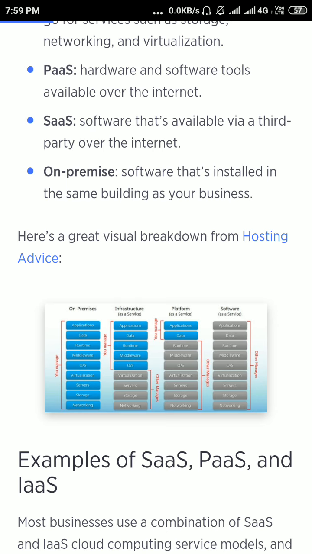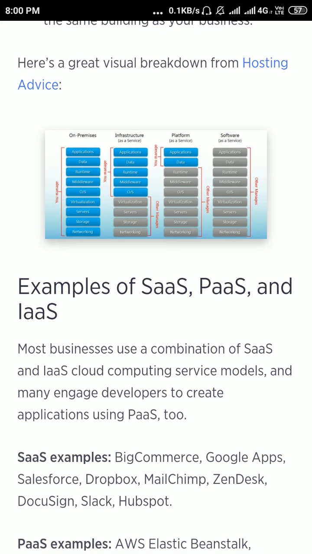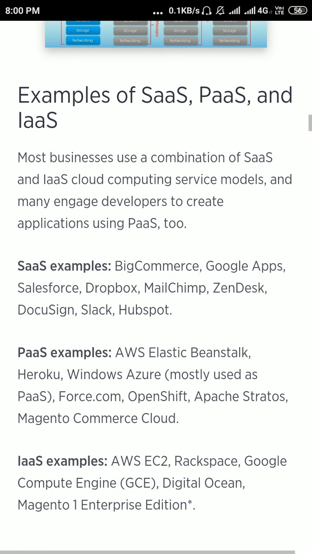So these are the features of infrastructure as a service, PaaS and SaaS. Now we will see some examples of SaaS, PaaS and IaaS. SaaS examples are Google Apps, Zendesk, HubSpot, Slack, Gmail, and Dropbox. PaaS examples are AWS Elastic Beanstalk, Windows Azure, Force.com, and Apache Stratos. IaaS examples are AWS EC2, Rackspace, Google Compute Engine, DigitalOcean, and Magento Enterprise Edition.